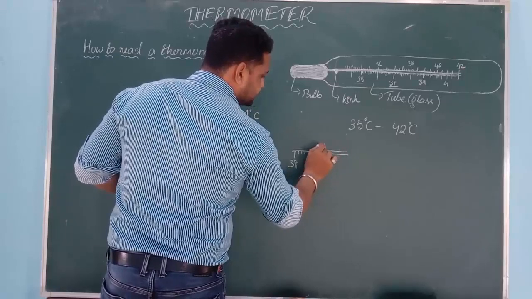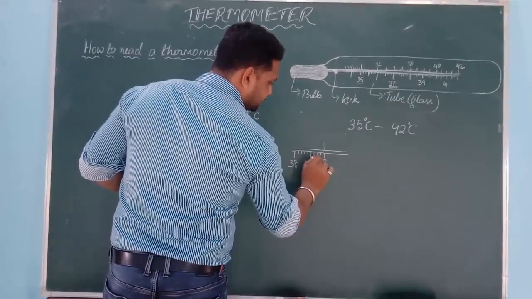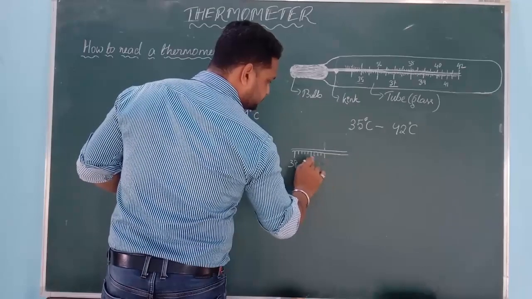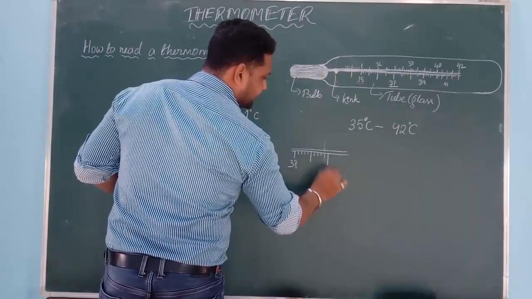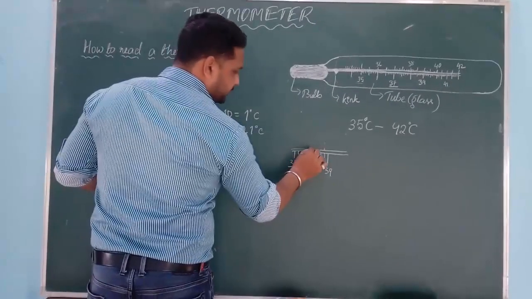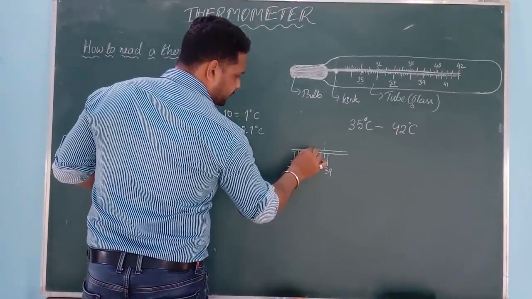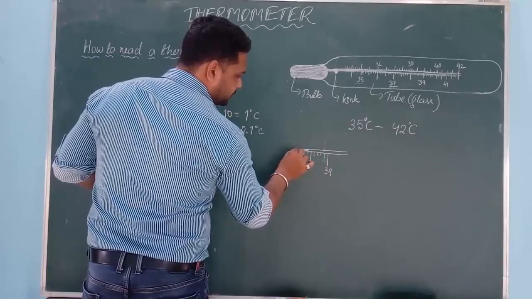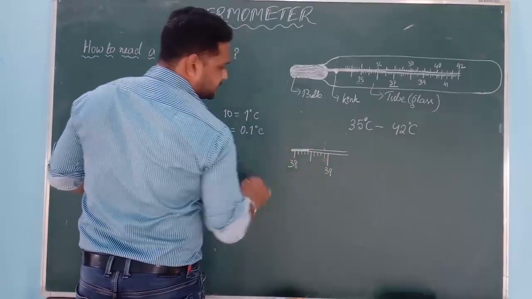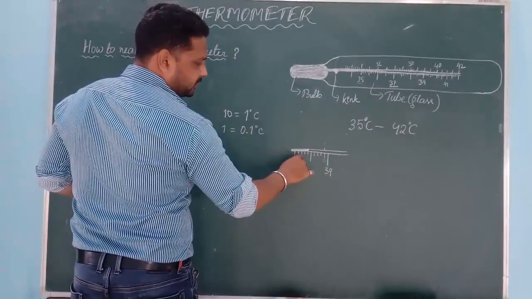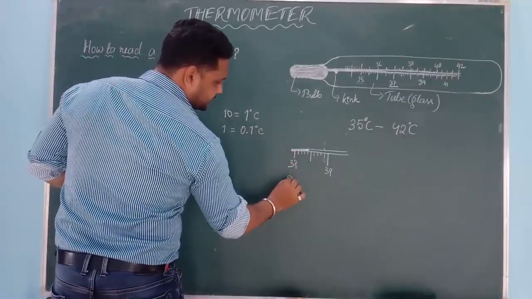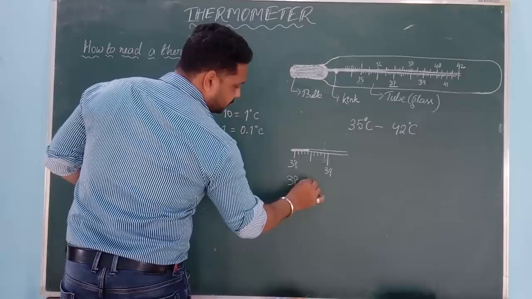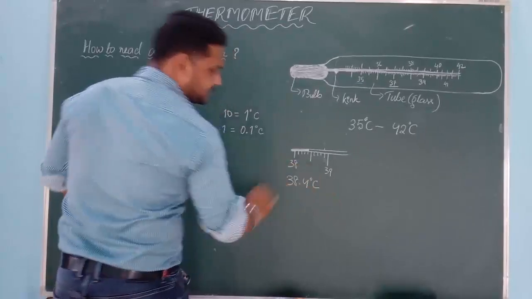Okay, and this is 30. This is 39. So if the mercury has risen up to this much, this temperature, so how much? 38. Then 1, 2, 3, 4. 4 lines. So the temperature here in this case will be 38.4 degrees Celsius.